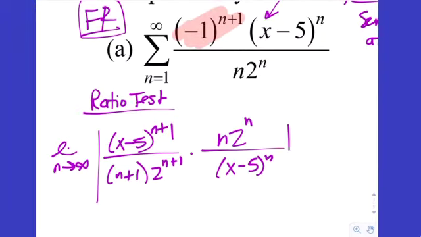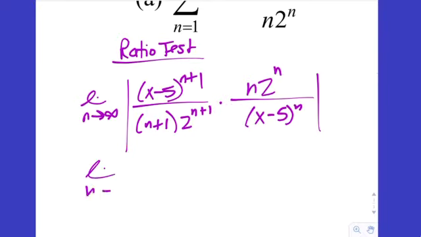And there's the setup, okay? Times the reciprocal. There's the setup. And then it gets fun, because now you get to algebraically simplify all that. So let's see what happens here.